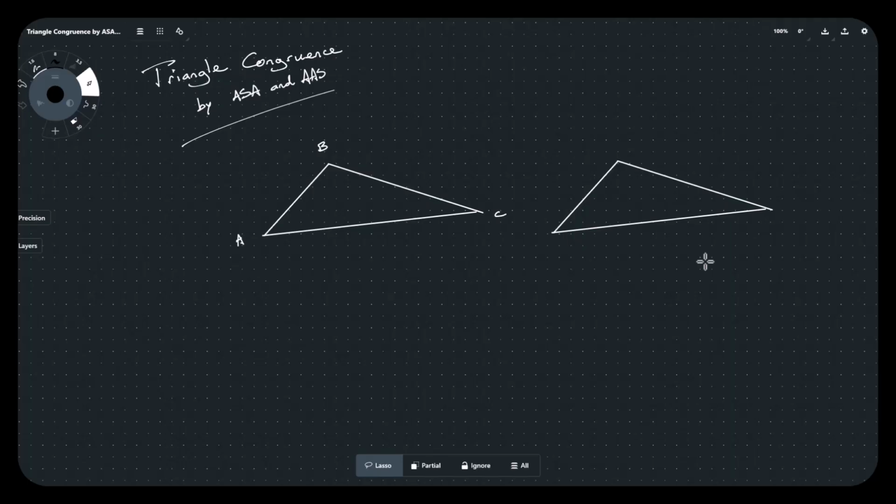And I want to show some congruences. So A, B, C, D, E, F. We know these are congruent because I duplicated one to get the other. Angle side angle, meaning I know that angle A is congruent to angle D. I know that angle B is congruent to angle E.